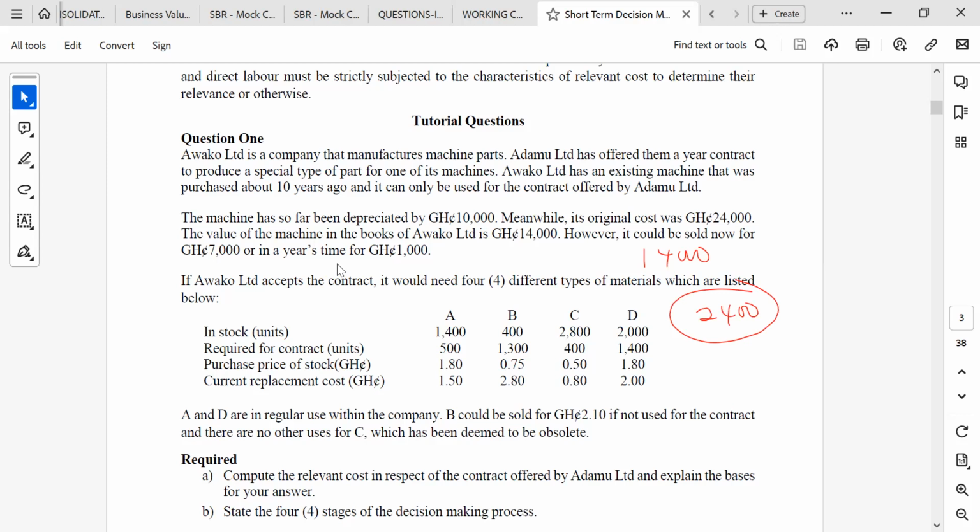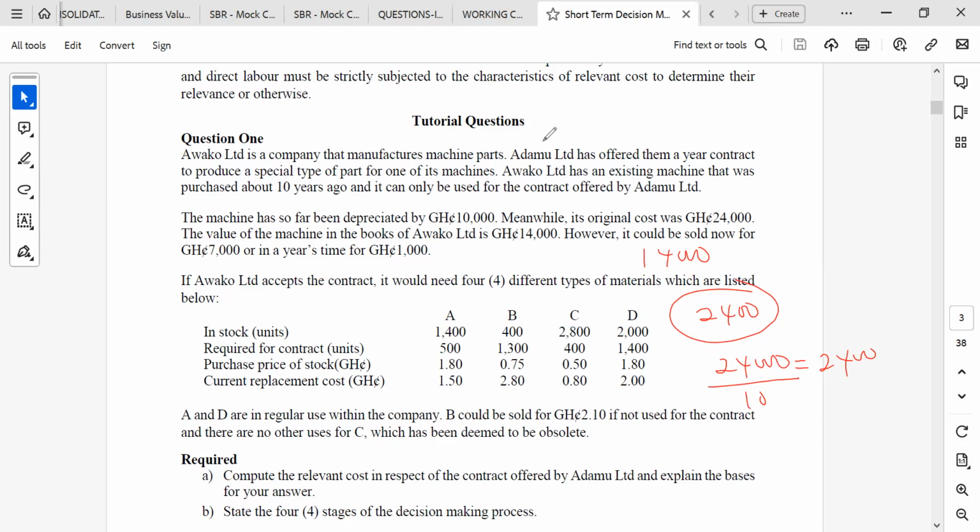Yes, Albert, your hand is up. How did we get the 2,400 for the depreciation? It's the cost of 24,000 divided by the useful life of 10 years, so we get 2,400. But the question says the machine was purchased 10 years ago, so if you're charging depreciation of 2,400, after 10 years the value should be zero.